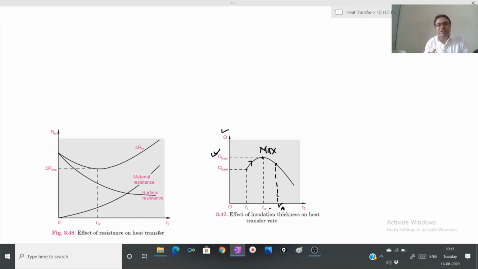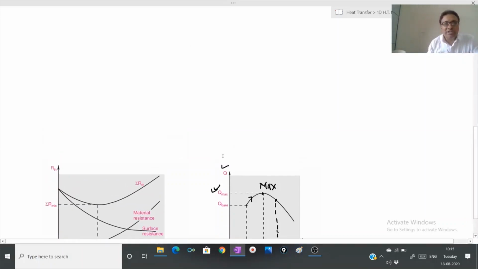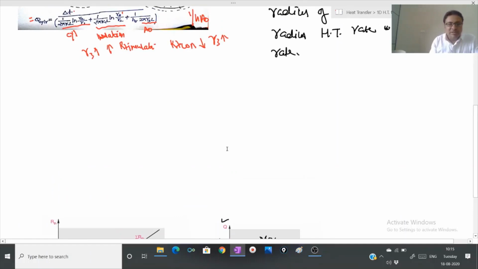Now what are the examples of these two cases? Where I want to increase the heat transfer rate and where I want to decrease the heat transfer rate by providing a radius of insulation less than the critical radius or more than the critical radius respectively. So let us discuss two examples. By discussing these two examples, you will better appreciate the concept of critical radius of insulation.